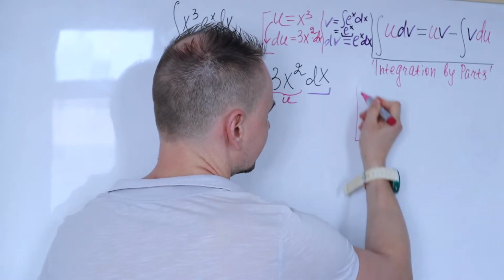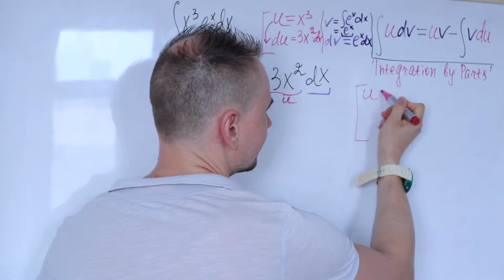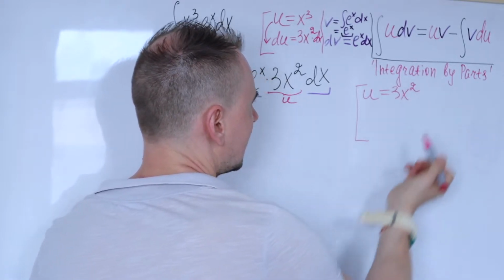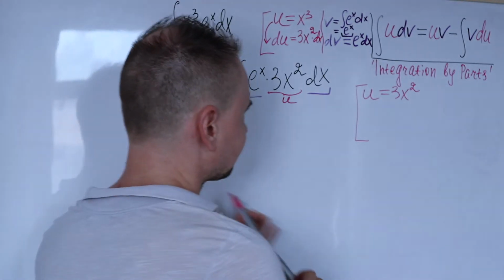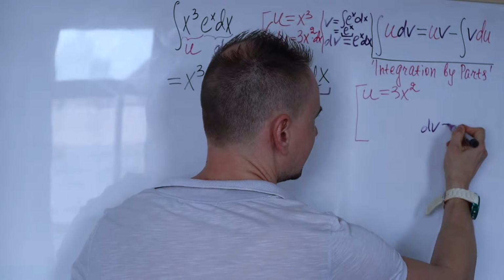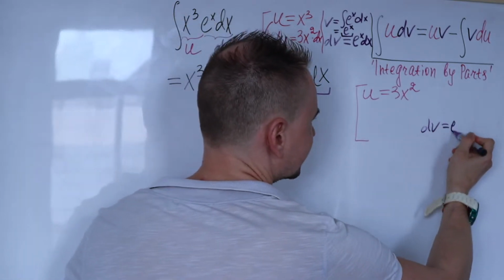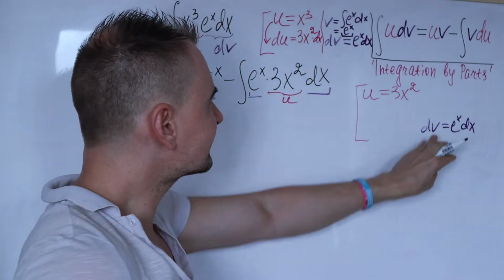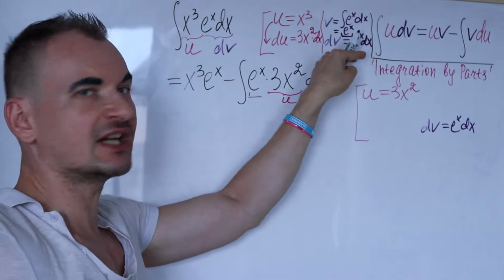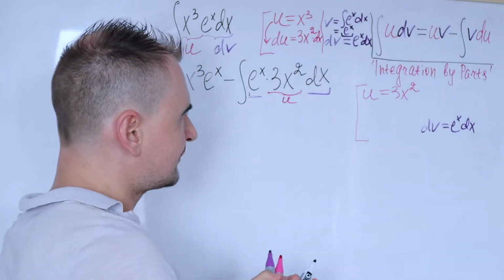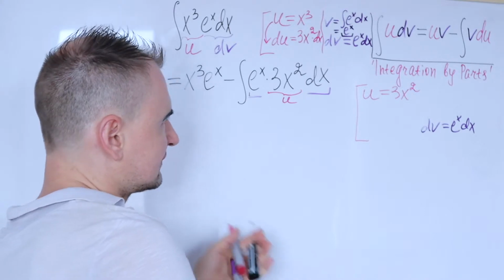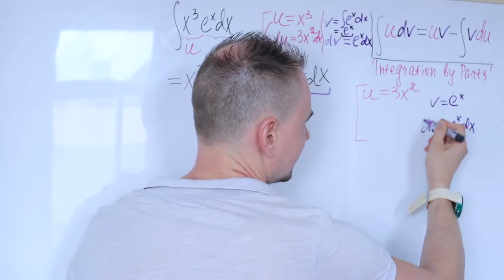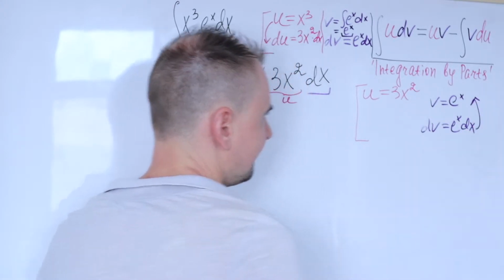So we set u being 3x squared, and dv is e to the x dx. Notice that dv is precisely the same as what we had before, so it's perfectly fine. And since it's the same, v is going to be just e to the x, and we are done with v.